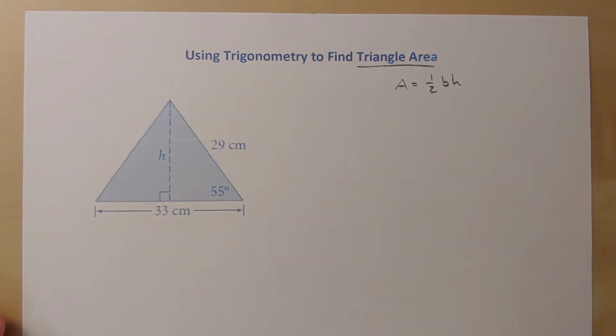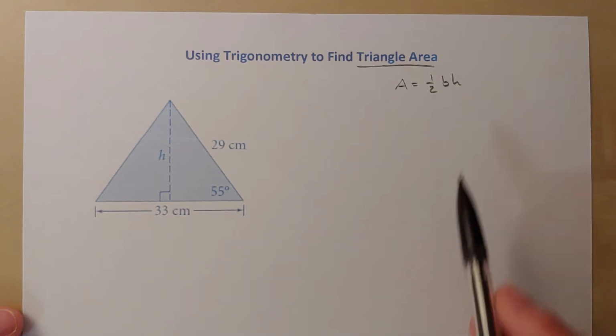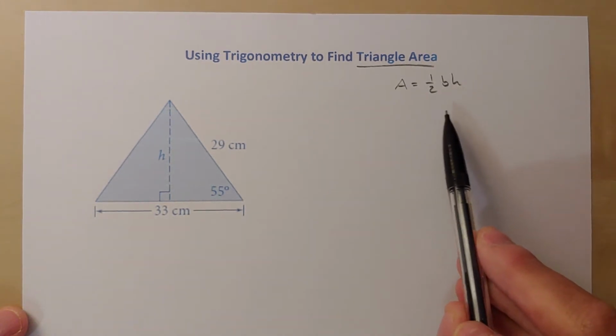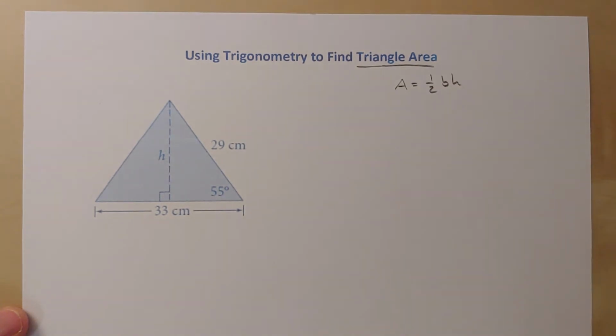Well, what I want to do today is look at how we can find the area of a triangle when we don't necessarily have these values given to us, and how trigonometry can play a role, and eventually we'll see that there's an alternate formula that uses trig that we can use to find triangle area. So to see how this works, let's just look at an example here.